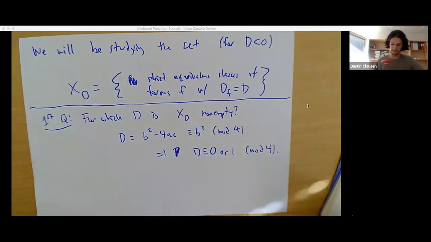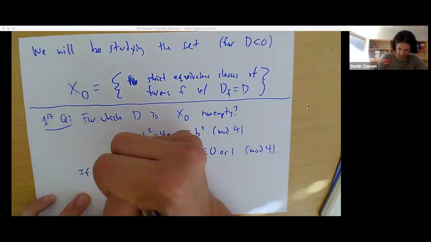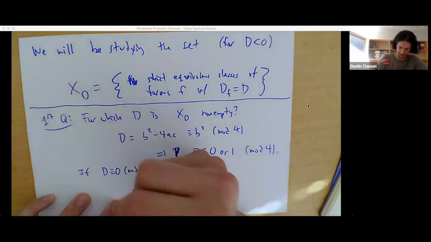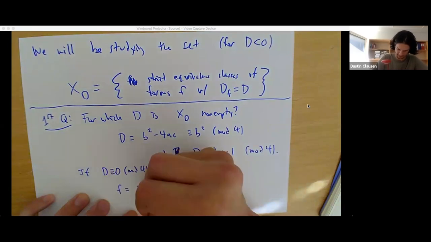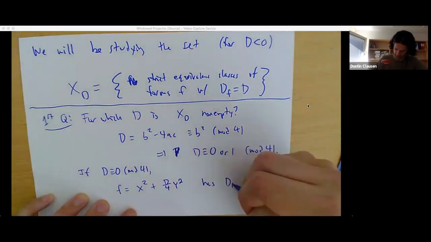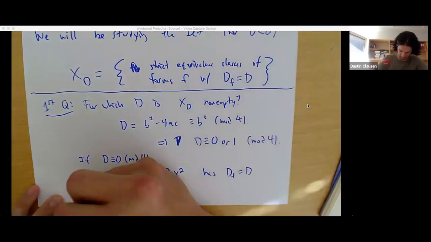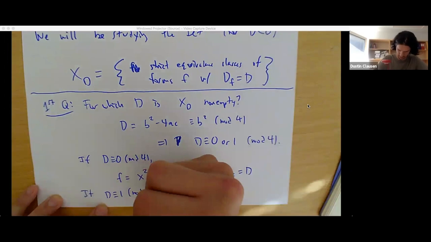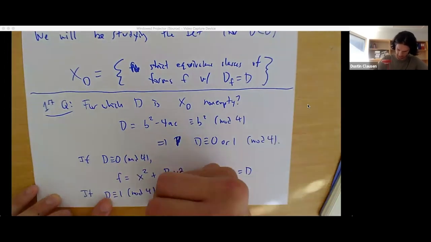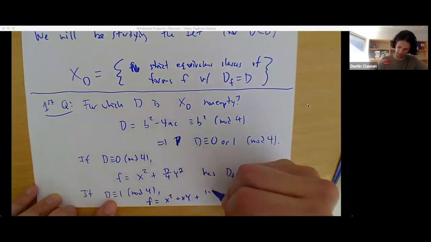And conversely, if D is congruent to 0, 1 mod 4, it's actually not difficult to explicitly write down a form of discriminant D. So if D is congruent to 0 mod 4, then the form f equals x squared plus D divided by 4 y squared has discriminant f equal to D. And if D is congruent to 1 mod 4, then f equals x squared plus xy plus (1 minus D over 4)... You should always remember that D is negative, yeah?